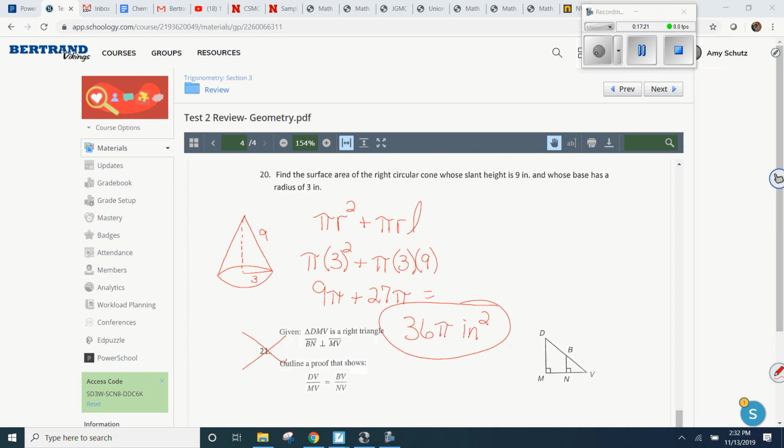Yes, what are the 4 congruency postulates, or ways to prove triangles congruent? Side, side, side, side, angle, side, angle, angle, angle, side, hypotenuse, leg. What does CPCTC stand for? Corresponding parts of congruent triangles are congruent, and you have to have congruent triangles before you ever use CPCTC.